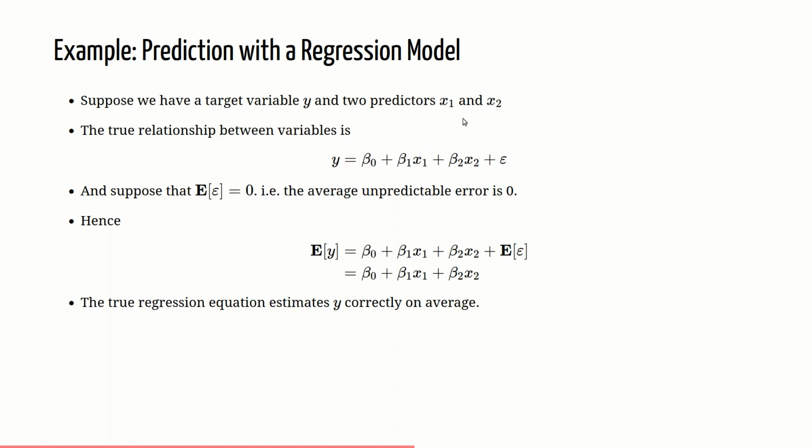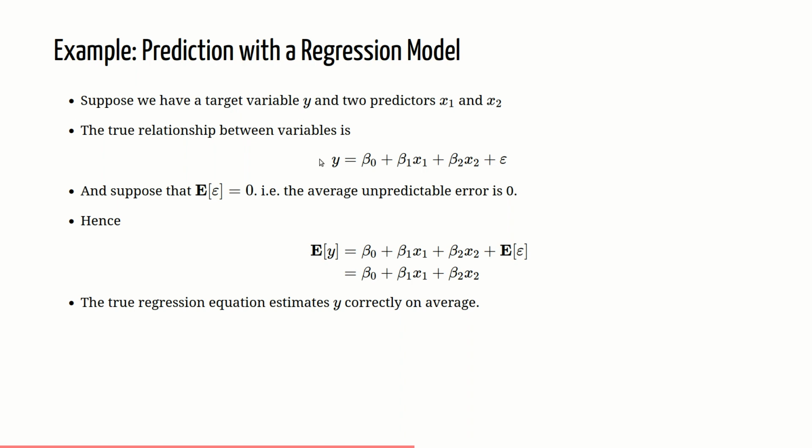And so we'll look at an example where this might happen. Suppose we have a target variable y and two predictors, x1 and x2. And suppose that the true relationship between these variables is that y is in fact predicted in a linear sense from x1 and x2. So there's a linear relationship between x1, x2, and y: just beta 0 plus beta 1 x1 plus beta 2 x2. And that the unpredictable bit of it, the errors, have average 0. So on average, we are getting a correct y.